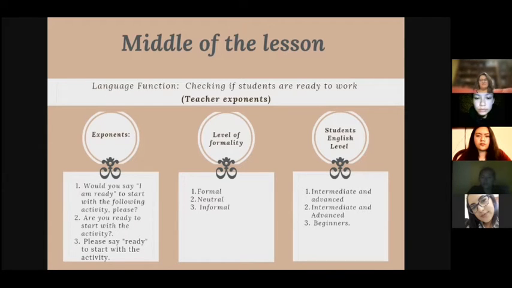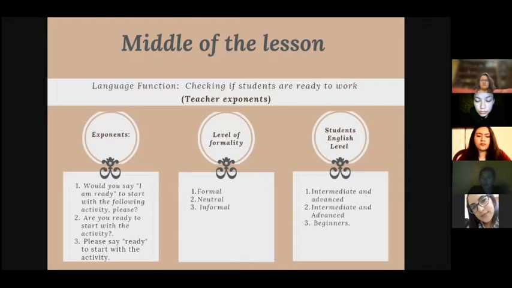Another language function in the middle of the lesson is checking if the students are ready to work. It's used by teacher and also we have 3 exponents. The first exponent says, would you say, I'm ready to start with the following activity, please? The level of formality is formal and the student's English level is for intermediate and advanced.